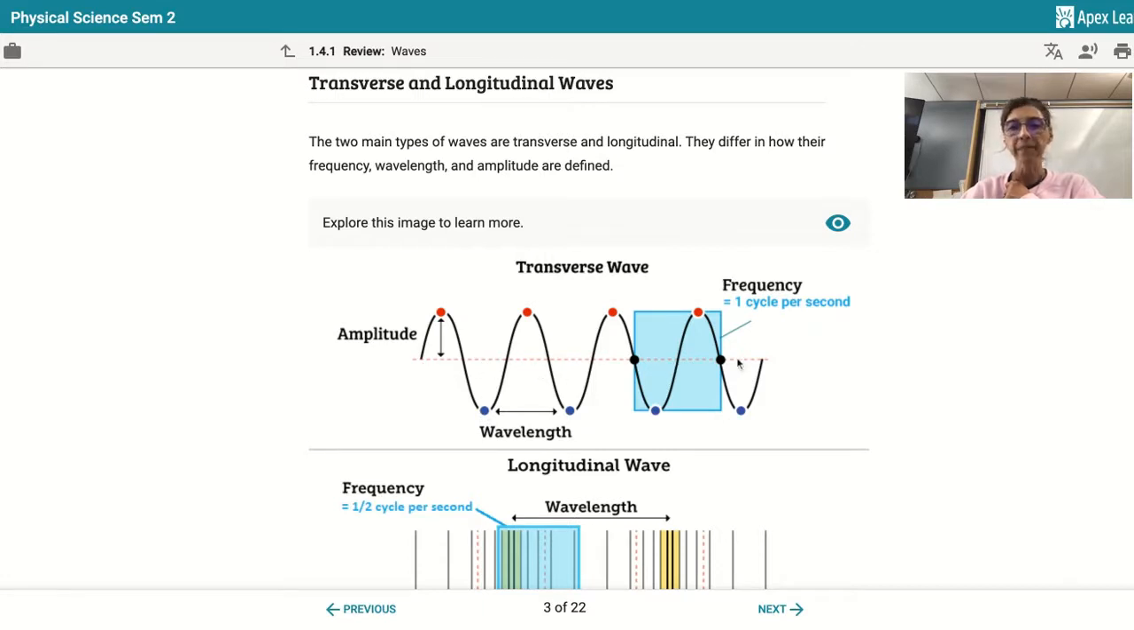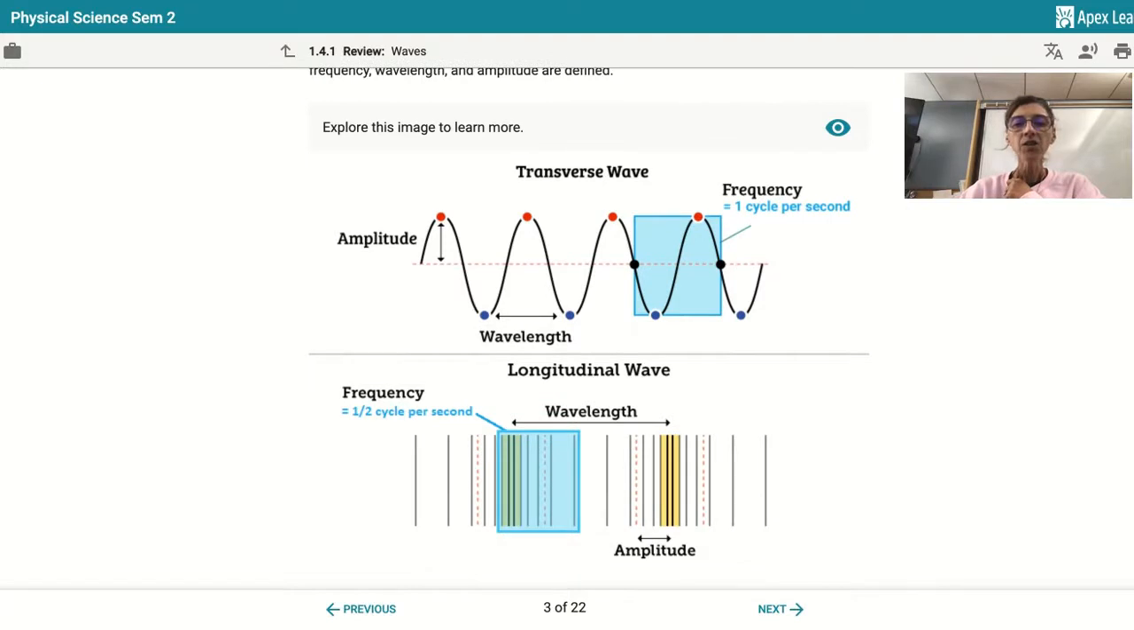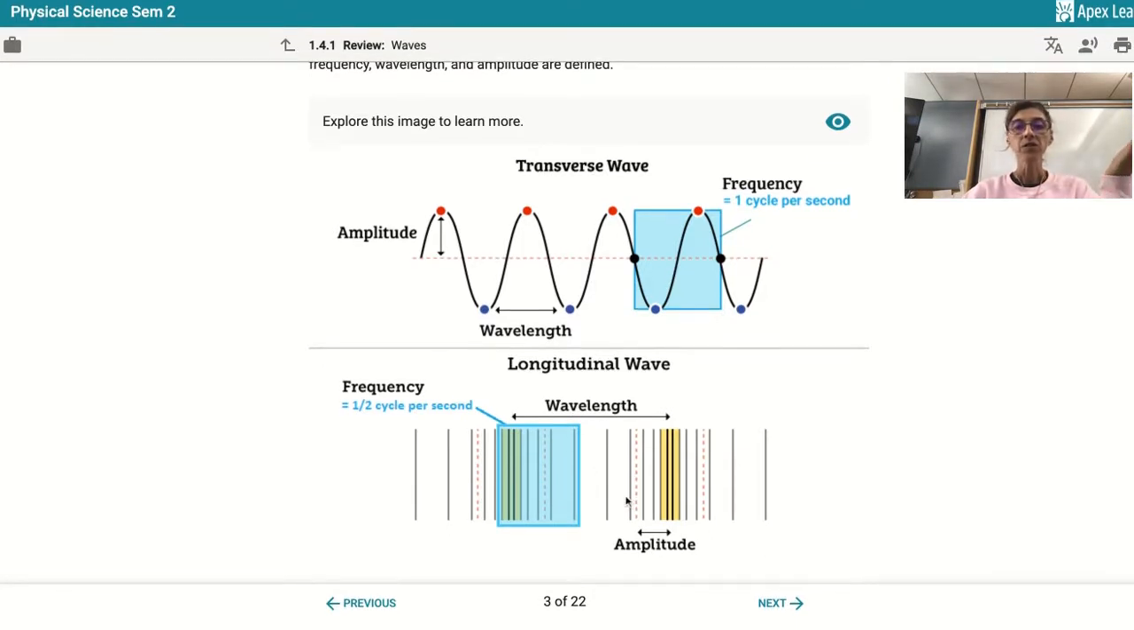That's why we call it transverse, because the motion of the molecules is perpendicular to the direction that the wave is moving. A longitudinal wave is one where the motion of the molecules is parallel to the way that the wave is moving. So, for example, if you crunch up a few coils of a slinky and you let it go, you'll notice that the actual coils are moving back and forth in the same direction as the wave is propagating. Okay, so those are longitudinal waves.